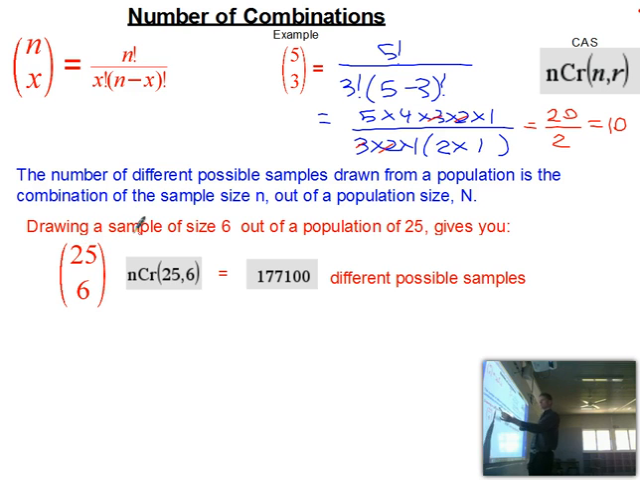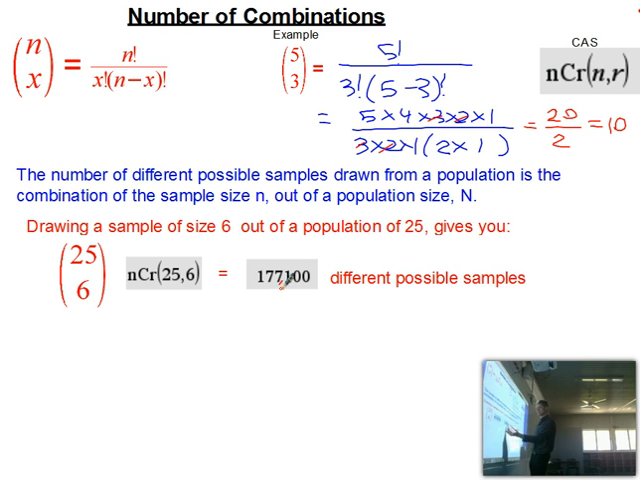Alright, so draw a sample size of 6 out of a population of 25. How many different samples can we get? So the population number, N, capital N, comes at the top, and the sample size comes at the bottom. So here we go, on the CAS, if we did that, nCr of 25, 6, we will get this.